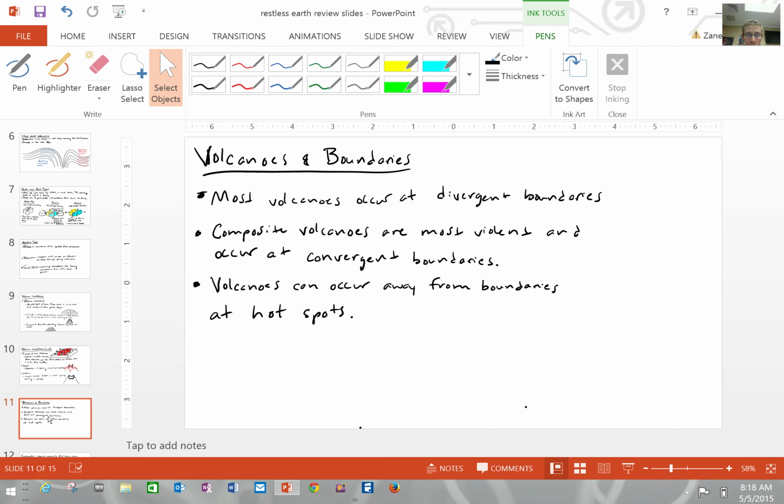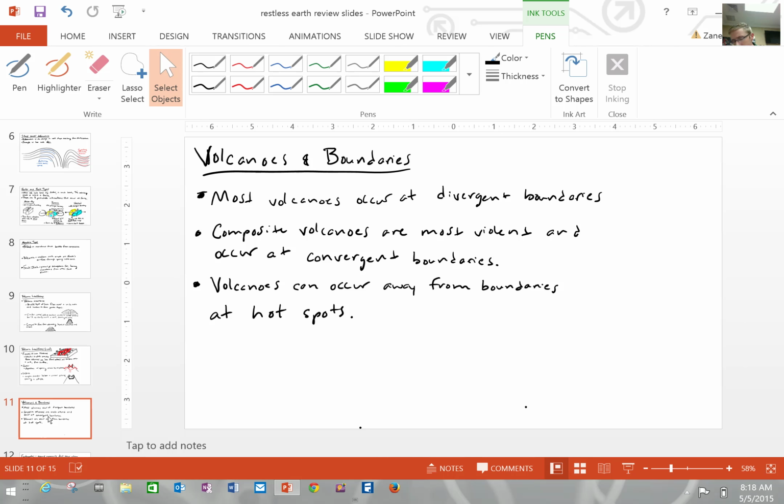Composite volcanoes, however, which are the most violent, occur at convergent boundaries. So if you imagine plates pushing up against each other, let's say you've got a magma chamber underneath those two converging plates. When you start compressing things together, you start to build pressure underneath the surface of the earth, and that pressure wants to get relieved somehow. And so, the greater the pressure, the more explosive the eruption. So you can imagine that composite volcanoes at convergent boundaries are pretty dangerous.